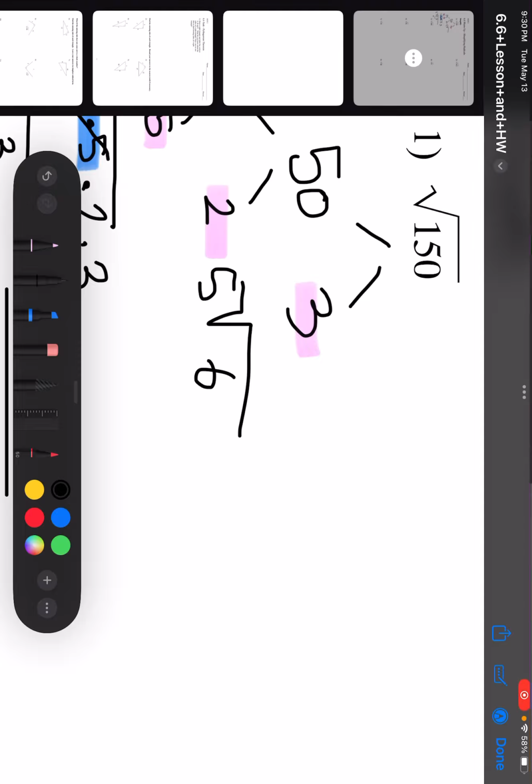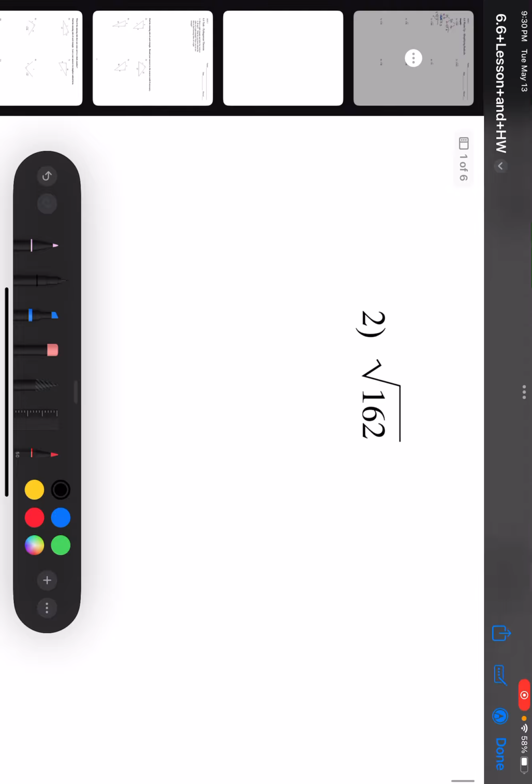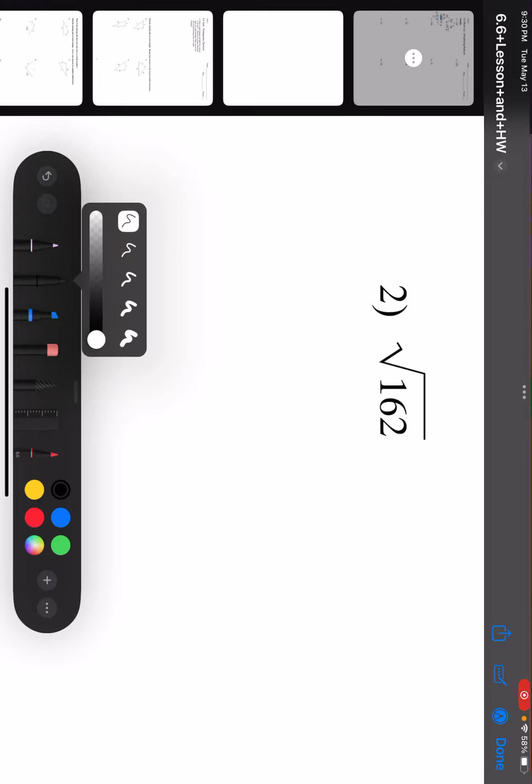Okay, next one. So boom, we got 162. What can we multiply to get to 162? I know we can do 31 and... wait, I have to actually think. I know half of 62 is 31, and half of 100 is 50, so we can just do 81 times 2. That's literally it.